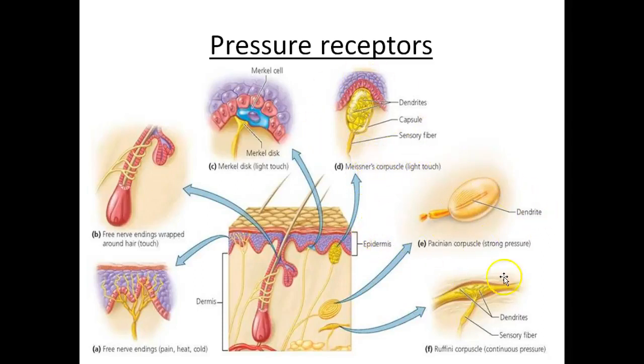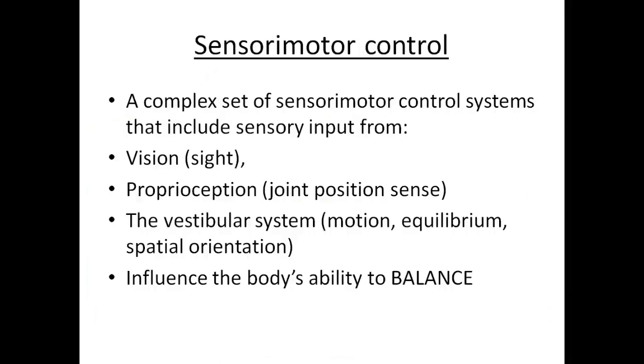Then you've got Pacinian corpuscles. They respond to strong pressure, and there's something called the pain pressure threshold. And then you've also got the Ruffini corpuscles, and they respond to continuous pressure. So it's important to know those different types of senses.